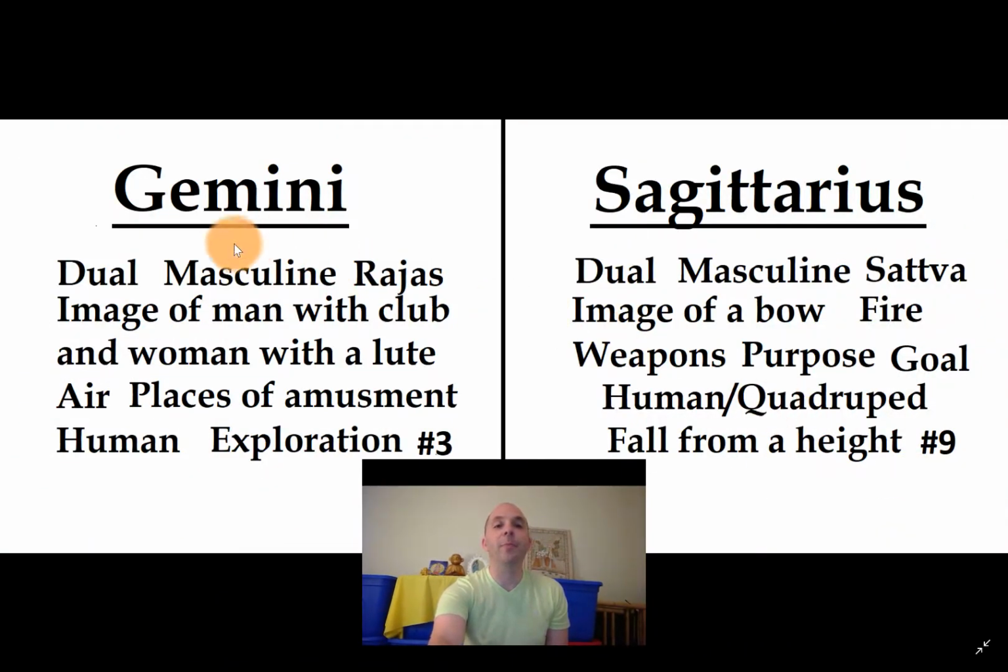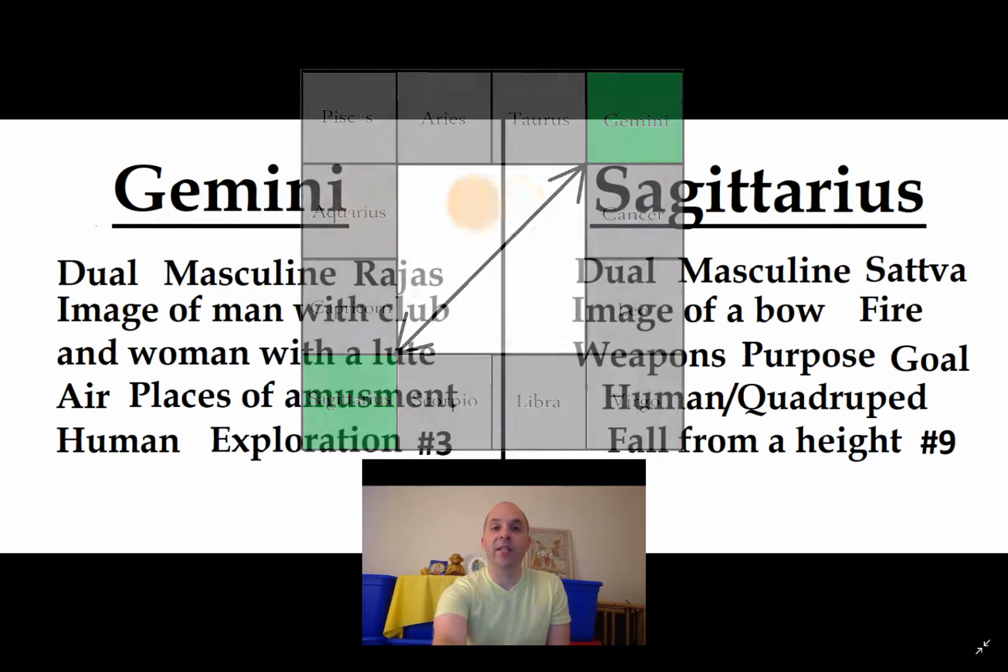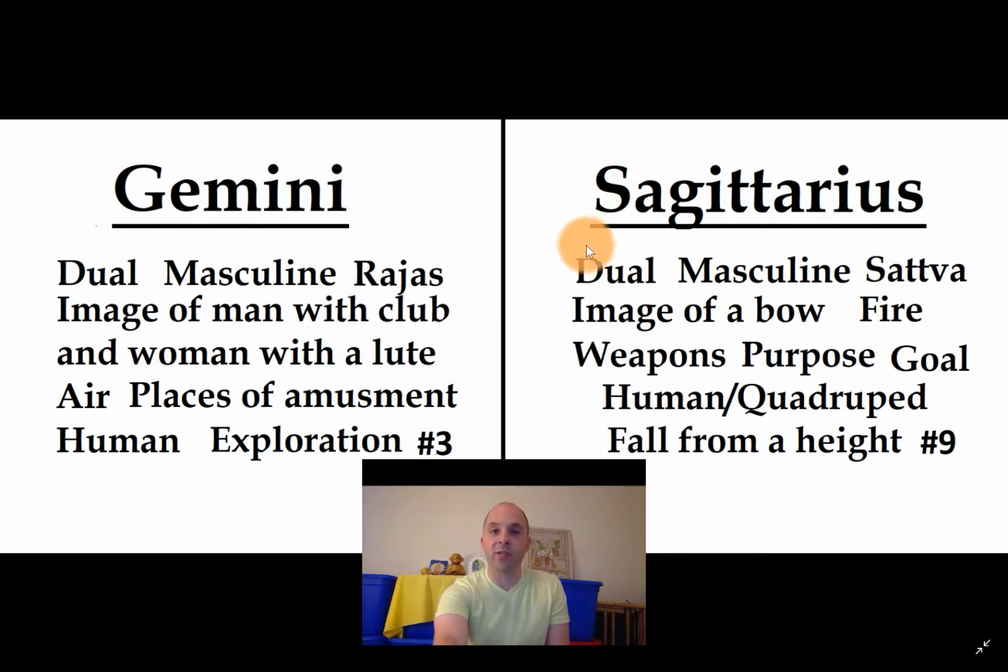Let's go ahead and pull up this graphic here. So the first thing when talking about this axis of Gemini and Sagittarius, I recommend you check out my video on the importance of opposite signs. Check out that video if you want to know what it means to be an axis. Anyhow, when we're talking about Gemini and Sagittarius, they're two signs opposite each other.